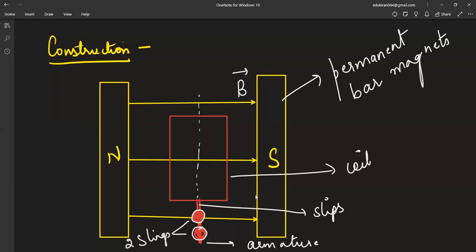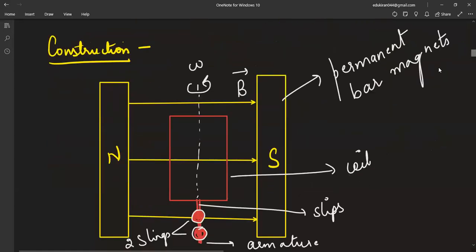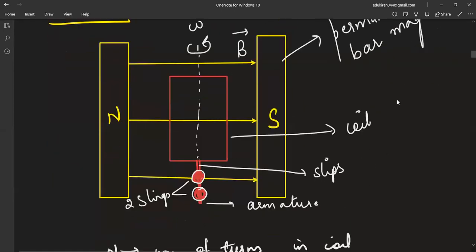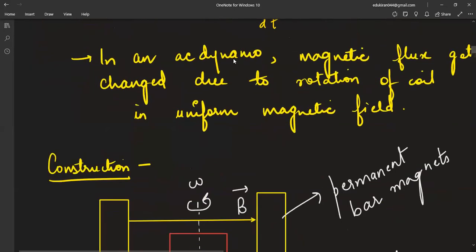This is how it is constructed. Now what happens? See, this coil rotates. Now come to your line, which we were studying. In an AC dynamo, alternating current is present. If alternating current is present, you know how the current will change. The kind of graph we'll get is this. So in an AC dynamo, current is variable, you are getting a sinusoidal curve.